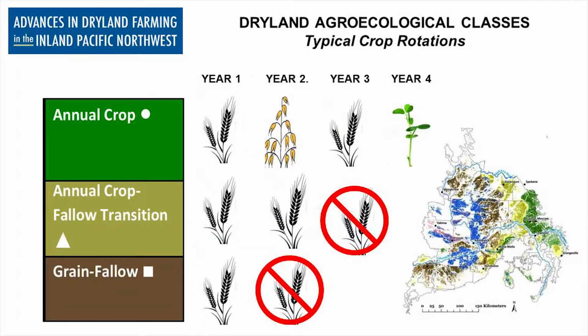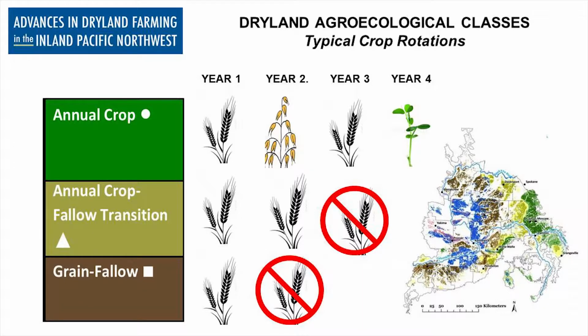Here we're looking at the agroecological classes for dryland farming systems in a bit more detail. Land in the annual crop class is farmed with a 3 to 4 year crop sequence. For example, winter wheat followed by spring grain, then winter wheat and a spring broadleaf. In the annual crop fallow transition class, farmers use a 2 to 3 year crop sequence. For example, here we're looking at winter wheat, spring wheat, and then a period of fallow. In grain-fed systems, the rotation is generally winter wheat, then fallow.